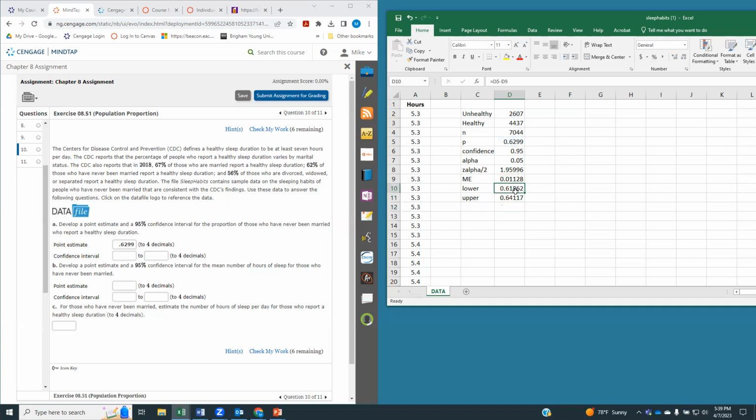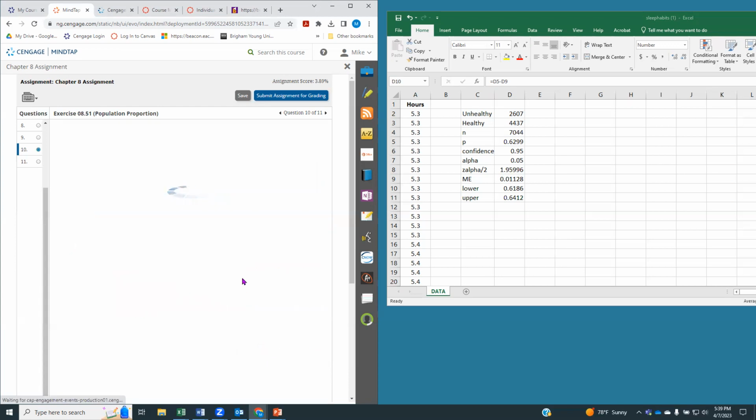I think it wants us to do it to 4 decimals, so we'll let Excel do the work for us. And we'll say 0.6186 and 0.6412. So we're 95% confident that the population proportion is somewhere between 0.6186 and 0.6412.